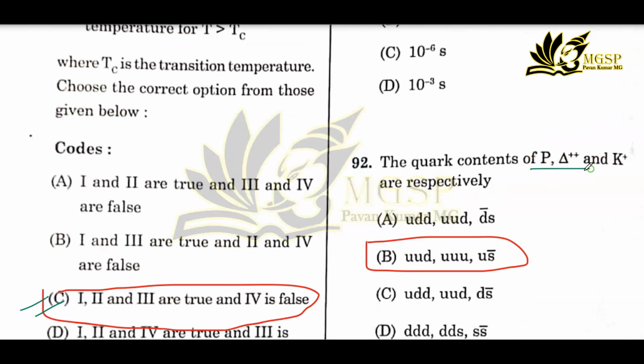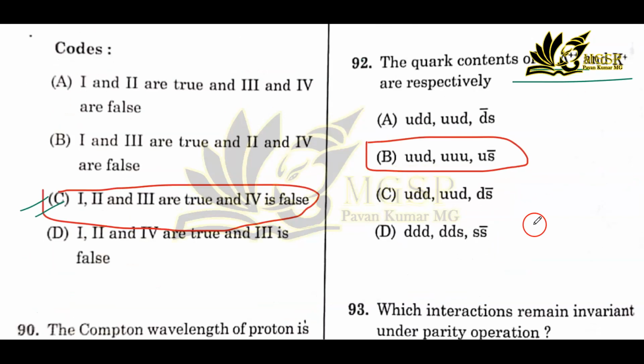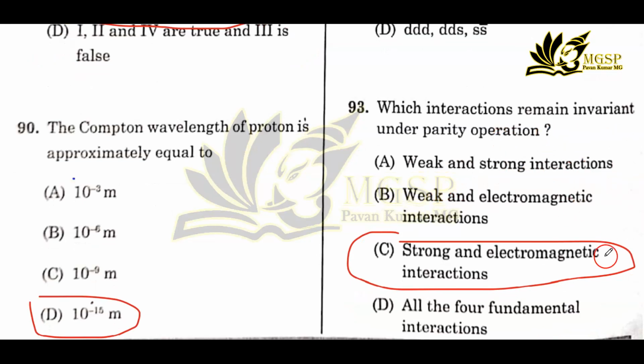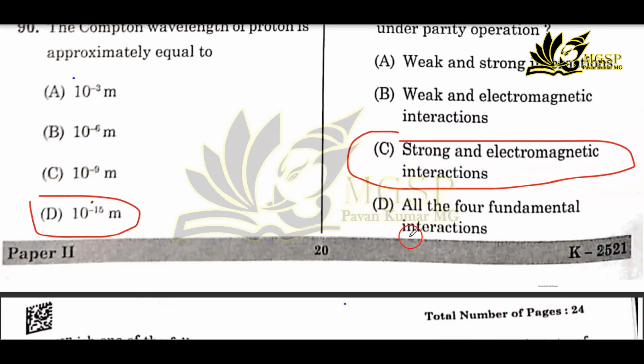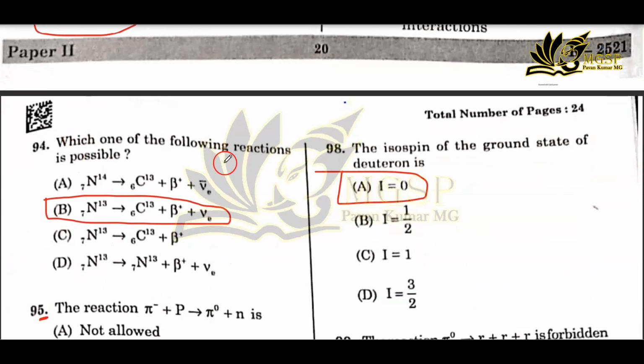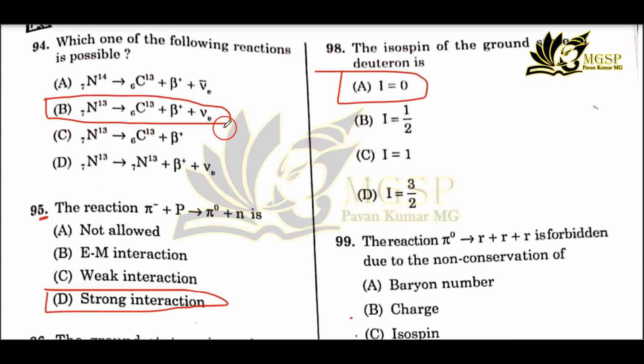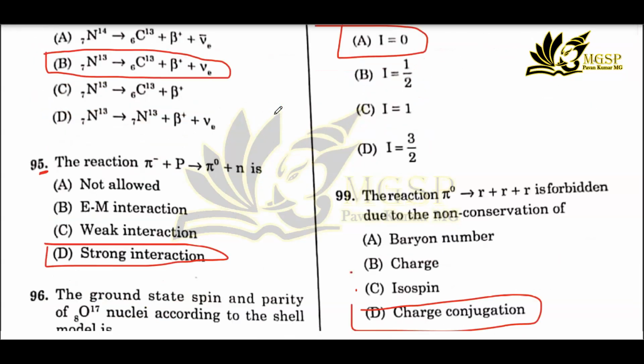Next, coming to quark contents in particle physics, we have discussed the quark content of a proton, neutron, pion, kaon, eta, mesons and hadrons, and we have also discussed different kinds of hadrons. Next, coming to interaction, which interaction remains invariant under parity? Under parity, only strong and electromagnetic interaction. Next, coming to which of the following reactions are possible? You need to check the number of protons and electrons, like whether it is balanced. So that was option B.